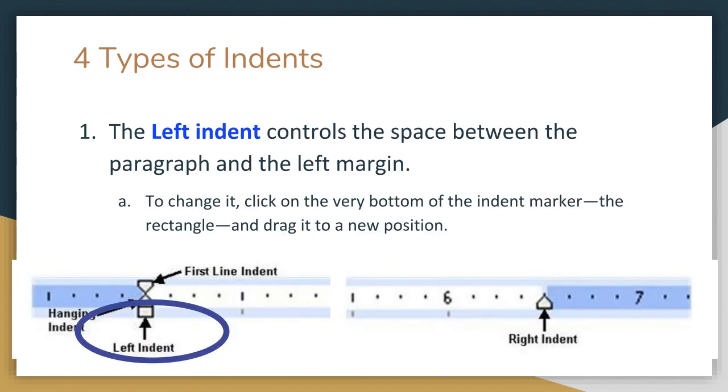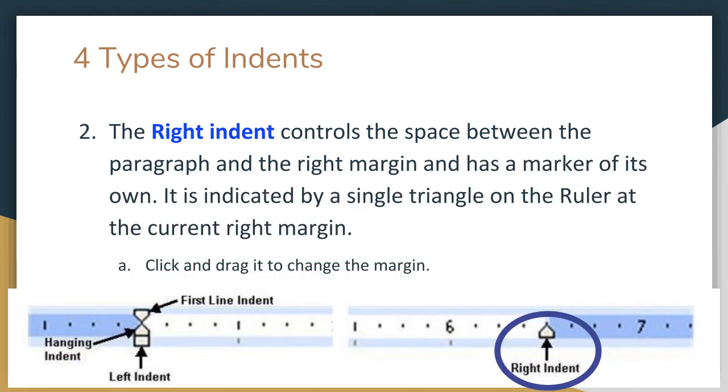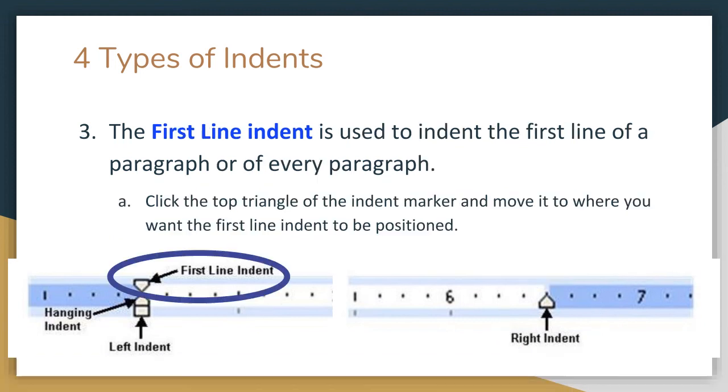So the left indent controls the space between the paragraph and the left margin. To change it, click on the very bottom of the indent marker, which is the rectangle, and drag it to a new position. The right indent controls the space between the paragraph and the right margin and has a marker of its own. This is my right indent. It is indicated by a single triangle on the ruler at the right.